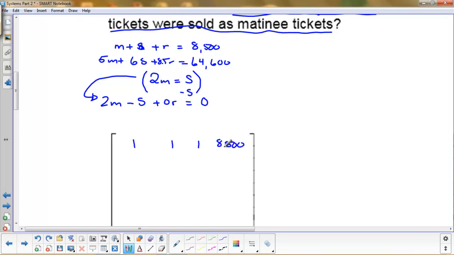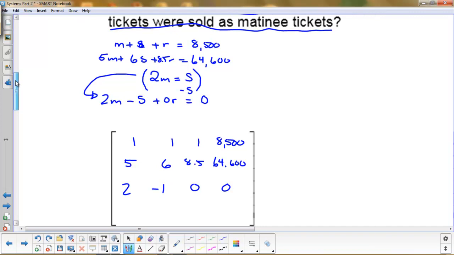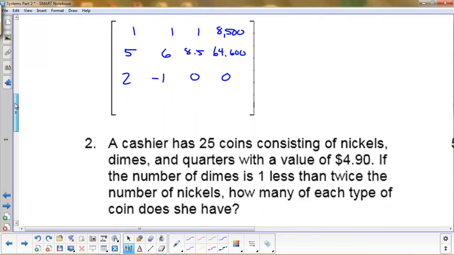8,500. It's going to be 5, 6, 8.5, and 64,600. Then it's going to be 2, negative 1, 0, and 0. There's your augmented matrix. Now it's your turn to go through the calculator and determine what the actual solution is. Be prepared to share that tomorrow at the beginning of class.